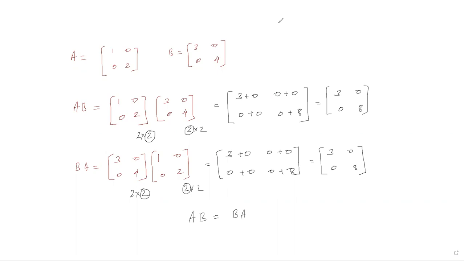So there are situations where AB and BA are equal, but that doesn't mean that matrix multiplication is commutative, because we have seen situations where AB and BA exist but they are not equal, and we have seen a situation where A into B exists but B into A does not exist. But that doesn't mean A into B and B into A will never be equal. There are situations where A into B and B into A are the same. So in general, matrix multiplication is not commutative. Is it clear?